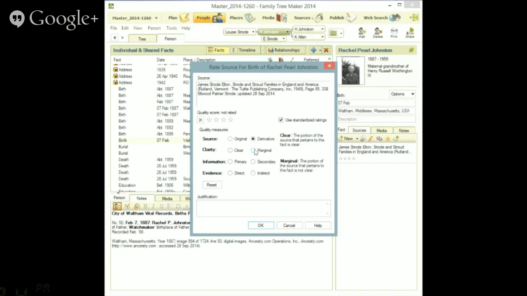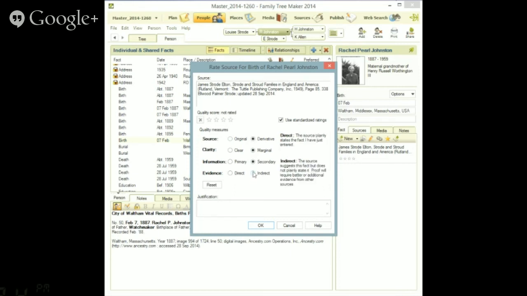Portion of the source pertains to the fact or not clear. Although it is clear to me, I'm going to mark it as marginal because it is handwritten and I don't know who wrote it. The next item is primary, secondary. The person who supplied the source had only secondhand knowledge of the fact. And in fact, I don't know who supplied it. So really, I should have that third option, which I don't, but I'll go with what we have right now. And I'm going to make it secondary.